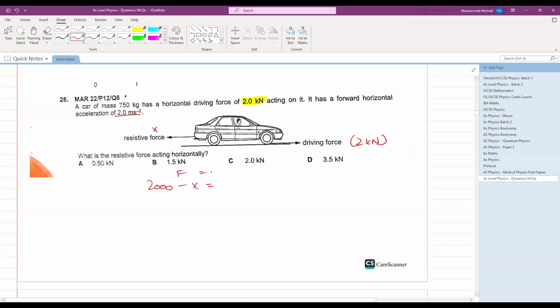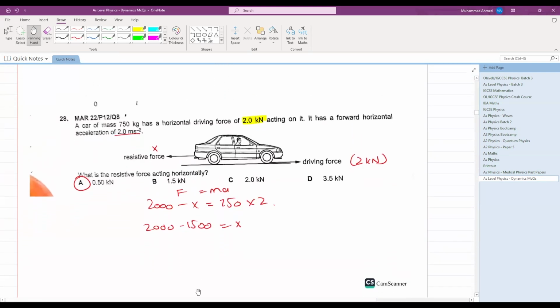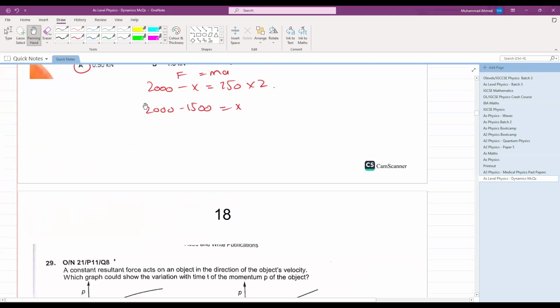I have just applied F equals ma. What is your mass? 750. What is your acceleration? 2. 2000 minus 1500 is equal to your resistive force. Your resistive force comes out to be 0.5 kilonewton or 500. If I check in the marking scheme, the answer for 17 is A. Perfect.